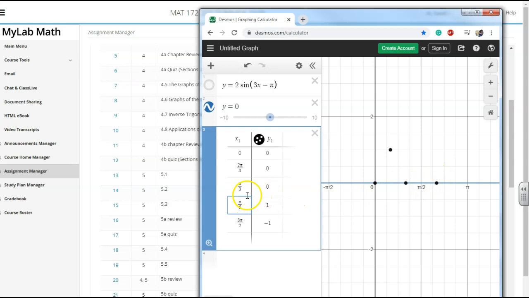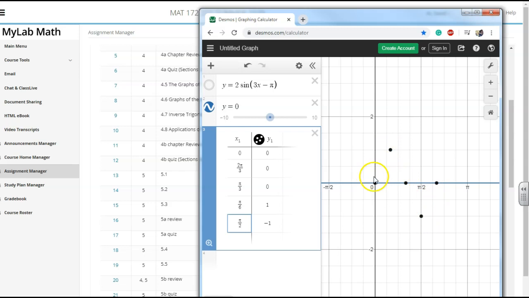But you can also, it's just the average. The average of pi over 3 and 2 pi over 3 is 3 pi over 3, or pi. And then if you divide by 2, because it's the average, you end up with pi over 2. So the average of these 2 points is the low point. The average of these 2 points is the high point. That's what's going to happen with those points.